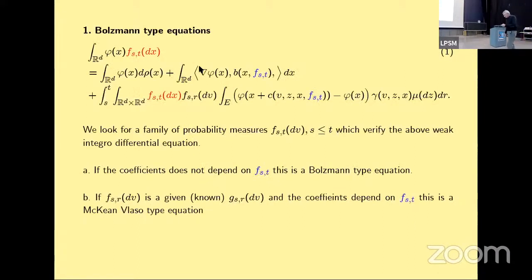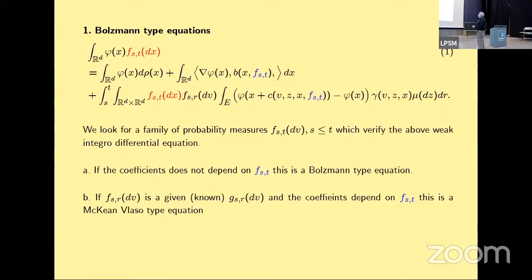Yes, this is the first slide. The first slide contains the equation which is here, and this is a very crowded, heavy equation. But what do we do? We want to produce a solution. A solution of this equation is a family of probability measures f_{s,t}, which verifies this weak equation.